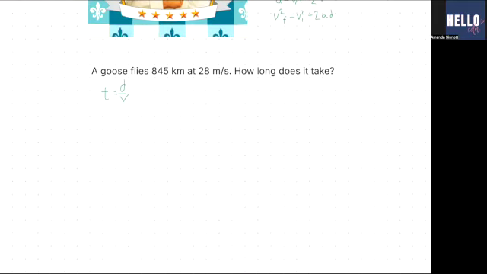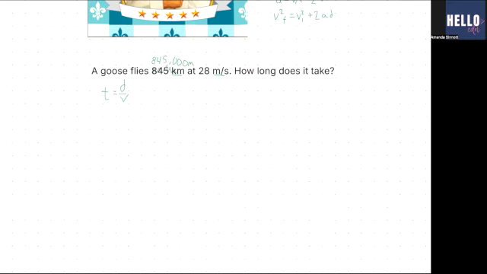A goose flies 845 kilometers at 28 meters per second. What's something else that we notice? Ooh, our units. Our units do not match. So this 845 kilometers needs to become meters. Let's look at our cheat sheet. How do we do that? We multiply by 1,000. So this 845 becomes 845,000 meters.